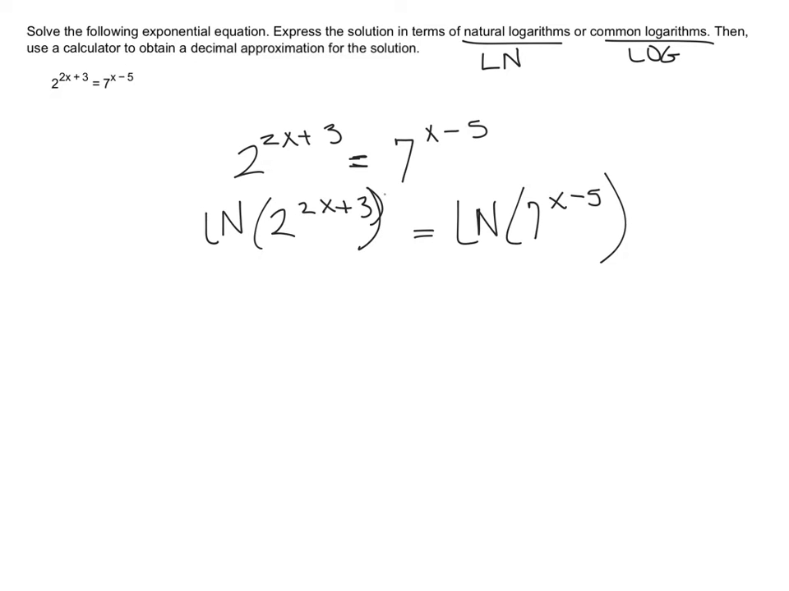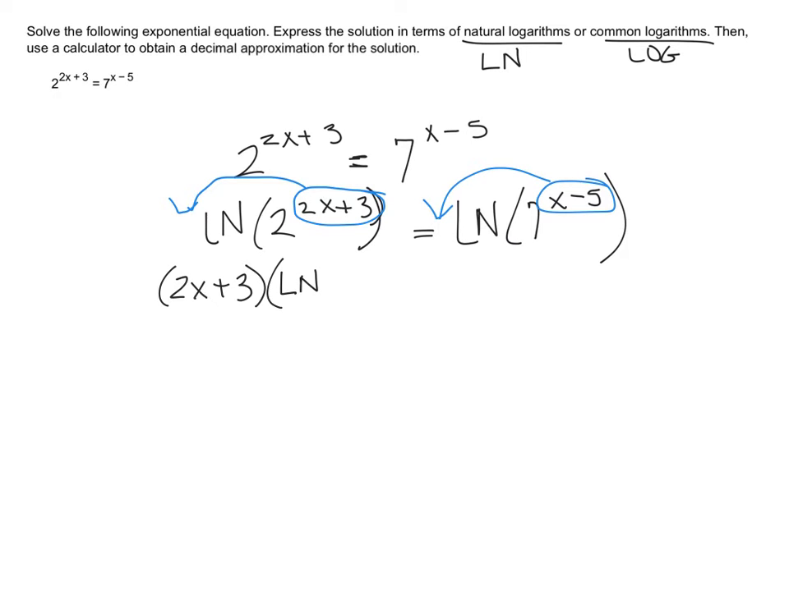Now we're going to take our exponent and use the power rule to bring the exponents in front of the log. So I have 2x plus 3 times the ln of 2, and that equals x minus 5 times the ln of 7.